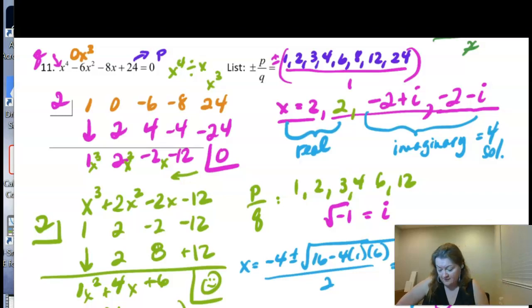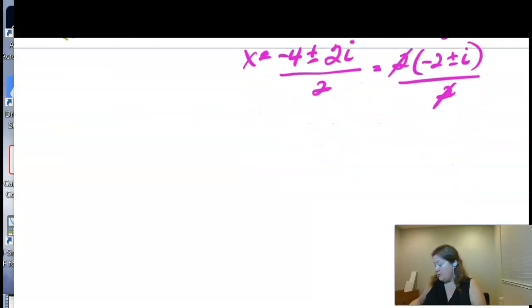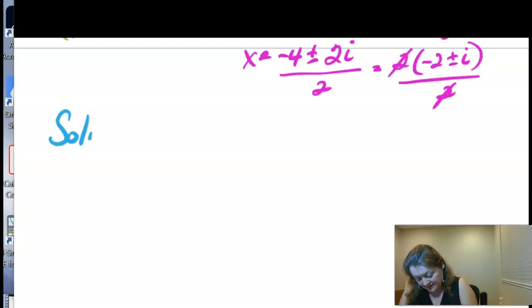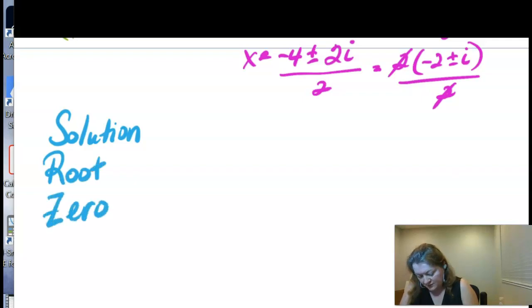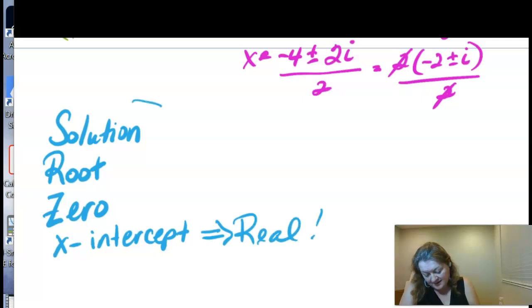All right, so we've got to be careful with our vocab here, right? So what are all the words that we've talked about for solutions before? Let's go back over those really quickly. So we have a solution, we have a root, we have a 0, and we have an x-intercept. Okay? All right, this is the only one that means real. All of the other ones could mean real or imaginary.